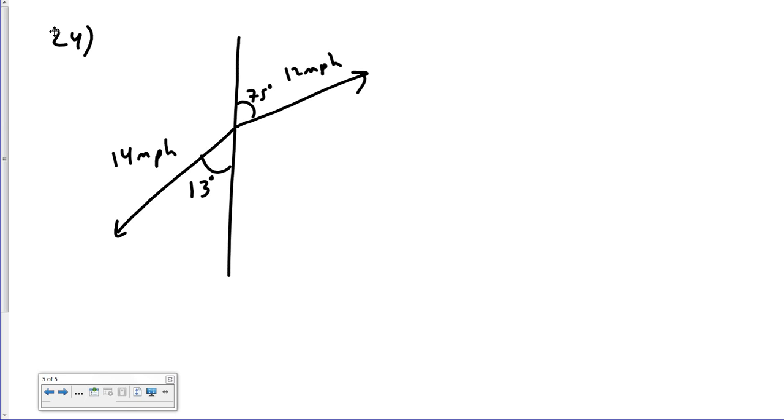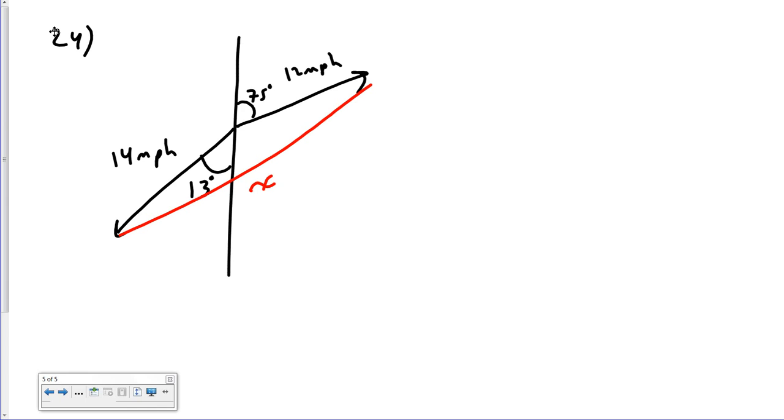Then I go to the question, how far apart are they after 3 hours? How far apart are they after 3 hours? Which means, what is my distance, x? But it's talking about distance. So I have to remember, this is a rate. I need to change it in terms of distance. How do you change rate to distance?